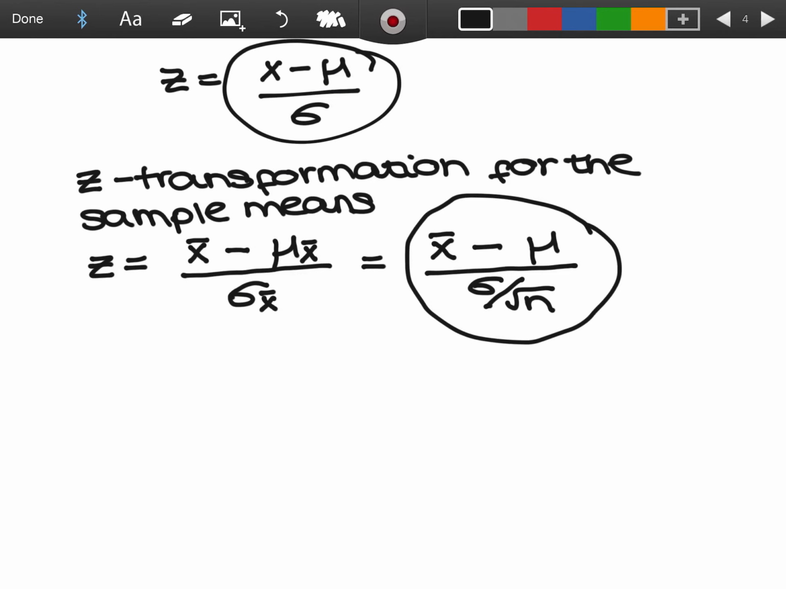Also, just a heads up, if you ever see the word standard error, I wanted to make a point of this because I think it comes up in the learn section and you may occasionally see it in a question. If you ever see the word standard error, all that is, is the standard deviation of the sample means. So they are just looking for the standard deviation of the sample means. Okay, so just be aware of that just in case you ever see it.